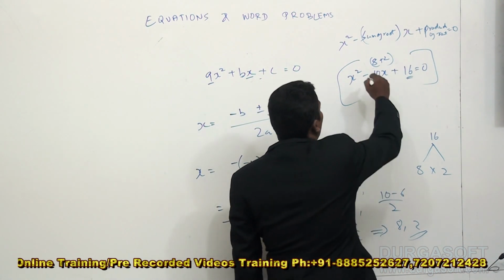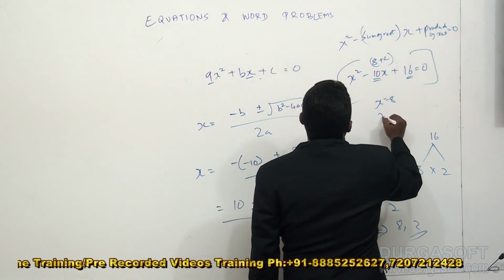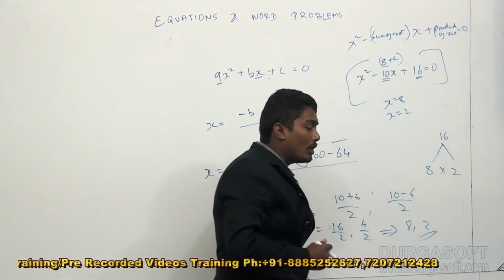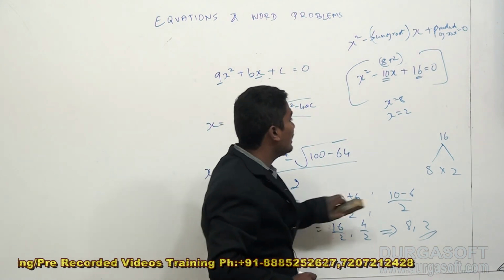So I can say that one of the roots will be x is equal to 8, another root will be x is equal to 2. So how will I obtain this root? We will see how I obtain this root.